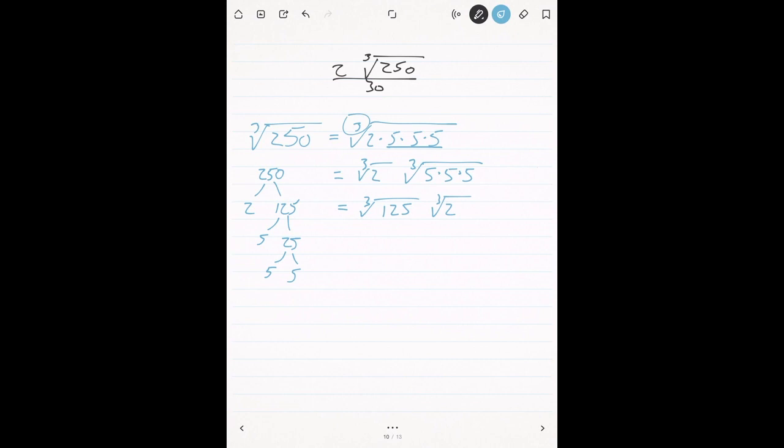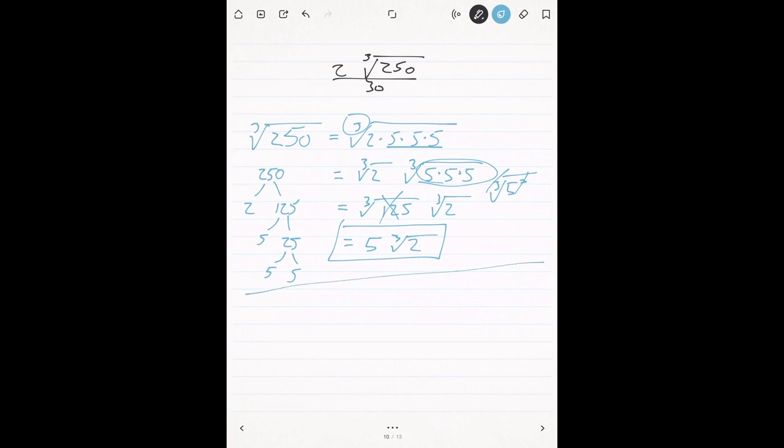But a lot of times you'll start noticing we don't need to do this step. When you have the cube root of 5 cubed, you can just say the answer is right away going to be 5. So you can go ahead and do this step if you want, but you could also skip it because we know that the cube root of 5 cubed, these cubes are just going to cancel out and we're going to be left with 5. So our answer for the radical is 5 times the cube root of 2.